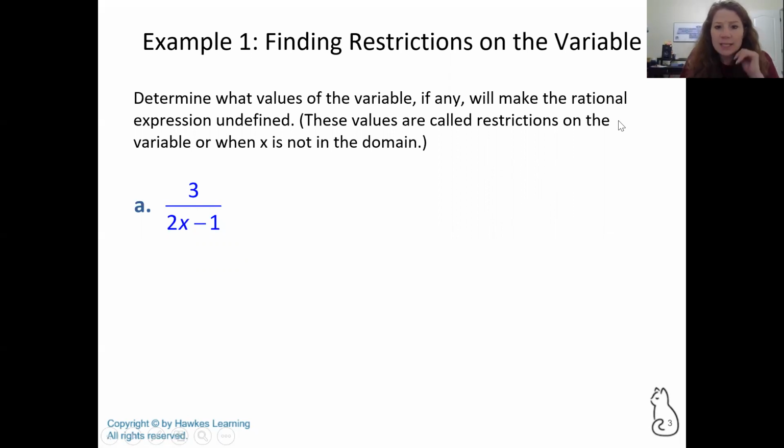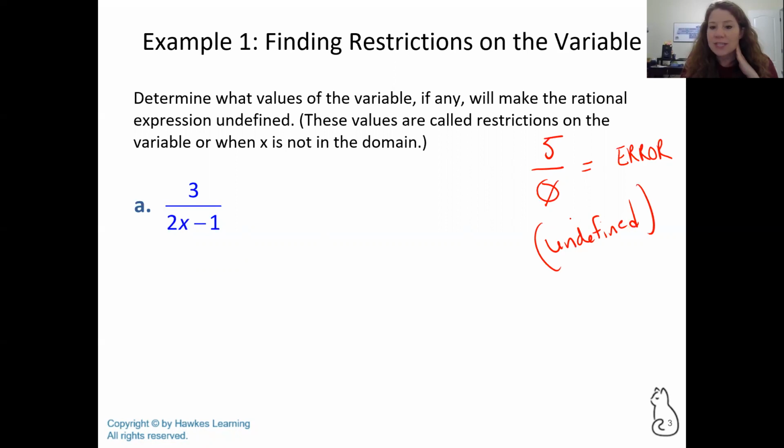So if you have any number divided by 0, if you typed in 5 divided by 0, your calculator would tell you you made an error. Because if you have a denominator of 0, that means your answer is undefined. Even your calculator doesn't understand this problem. So that means that the denominator of any expression can never be 0.